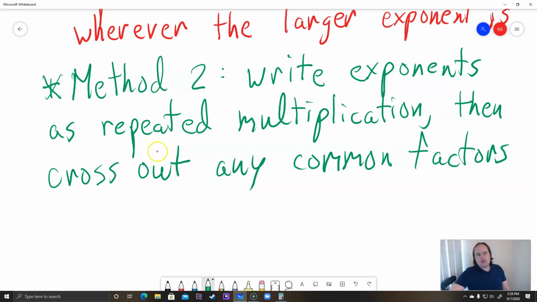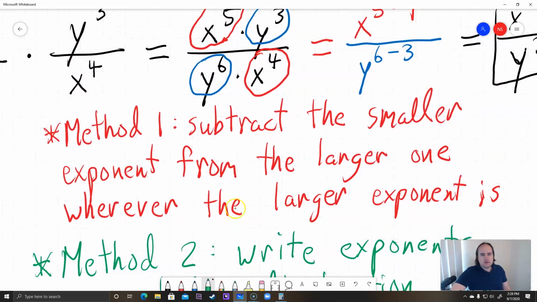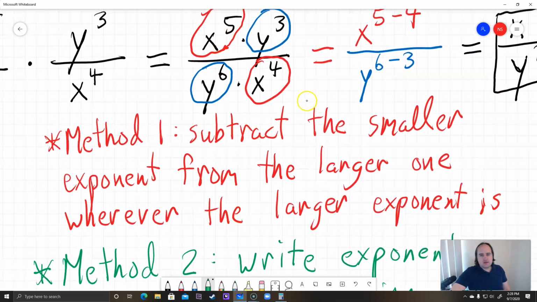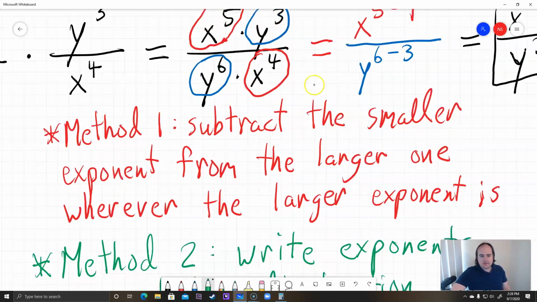Now the problem with method 2 is it can be really hard if your exponents are bigger, but I will do it just for this one problem so you can see it. So for our repeated multiplication, that means instead of writing x to the 5th, we actually write x times x times x times x times x. And instead of writing y cubed, we write y times y times y.